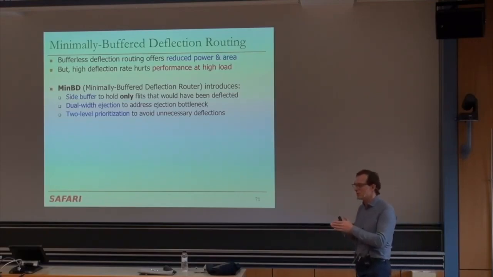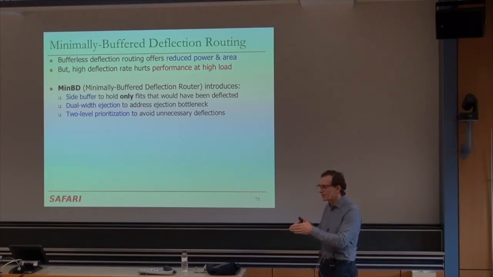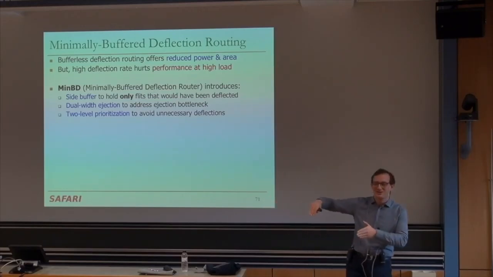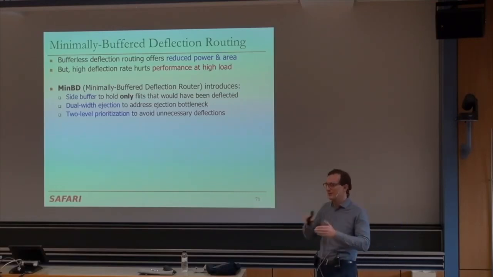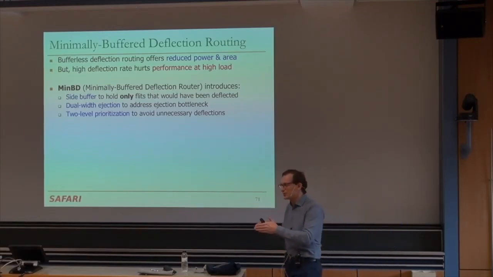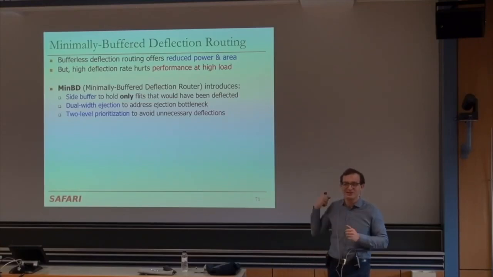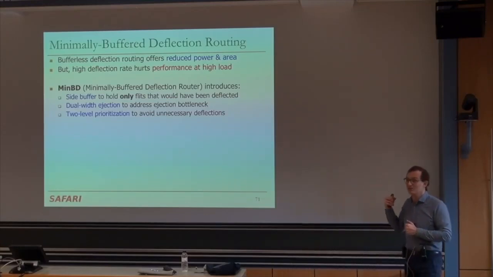Because it's very costly for that flit to get deflected. If it gets deflected, it's going to go around and come back at some point. Maybe it'll get deflected even more. If the flit is routed very close to its destination, or it's at its destination, try to get it out of the network very quickly. That's the idea over here.